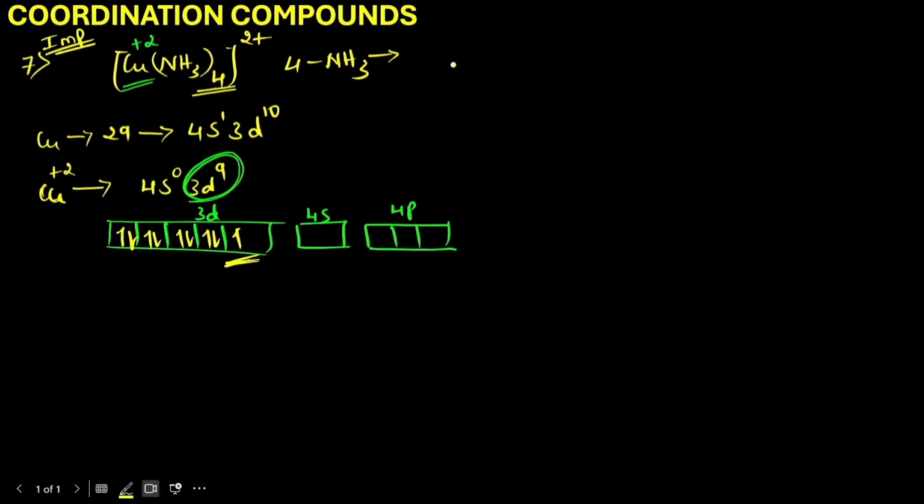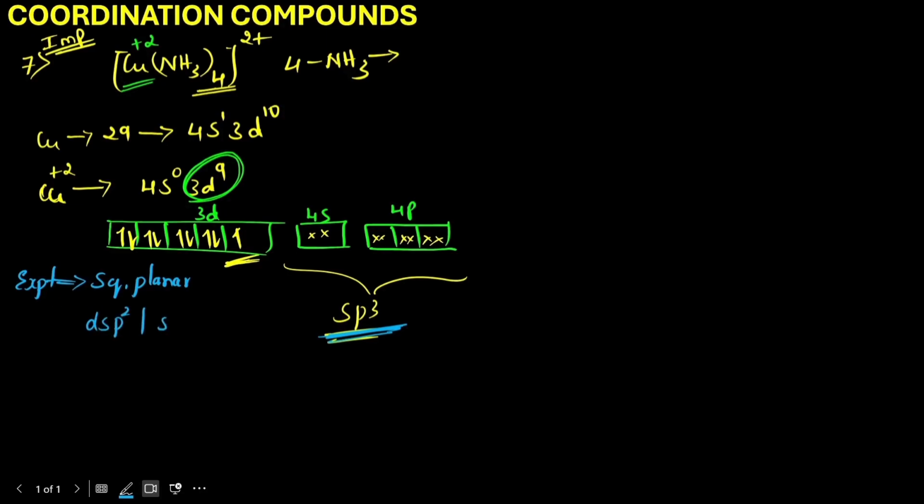So according to what we have studied, we should have sp3 hybridization, right? So here 2 electrons, here 2 electrons, here 2 electrons and here 2 electrons, because 4 NH3 ligands are there, which give 2 electrons each. So the expected hybridization is sp3, but experimentally it shows square planar geometry. Square planar geometry means the hybridization should be either dsp2 or sp2d.